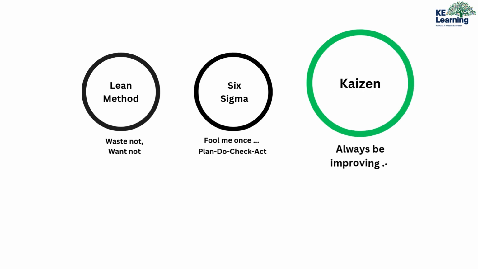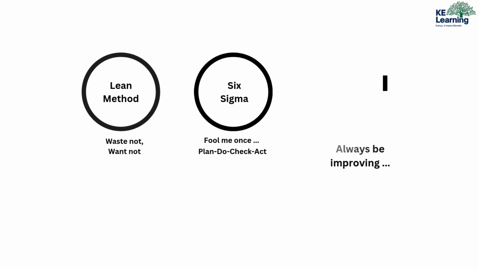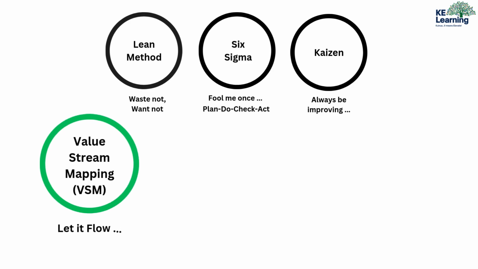Other techniques include Kaizen, a Japanese term meaning continuous improvement. It focuses on small, incremental changes that lead to significant improvements over time, involving all employees in identifying areas for enhancement. Value stream mapping, VSM, is a visual tool used to analyze the flow of materials and information required to bring a product or service to the customer. It helps identify bottlenecks and areas where waste can be eliminated.